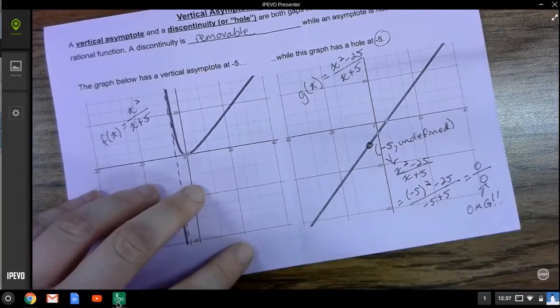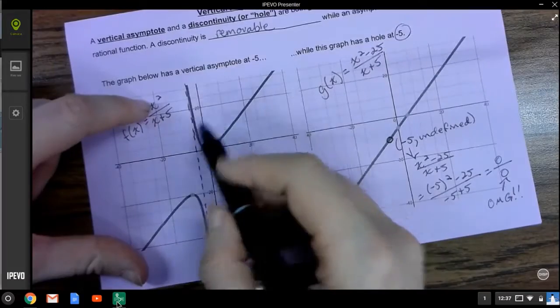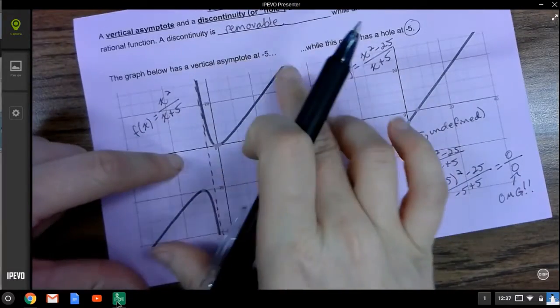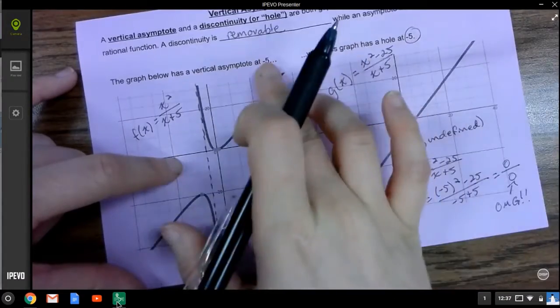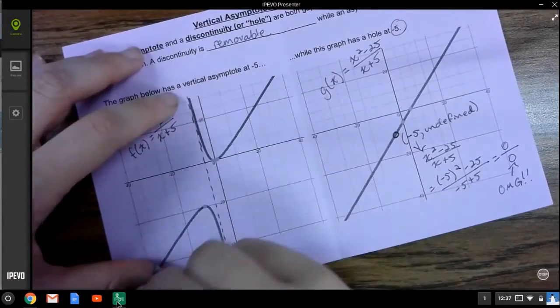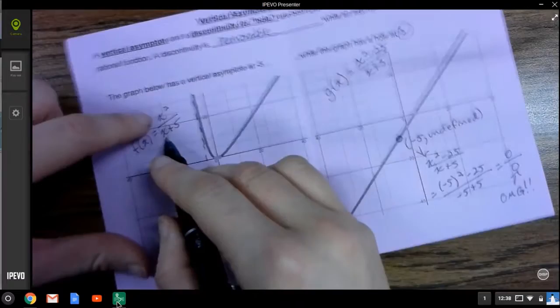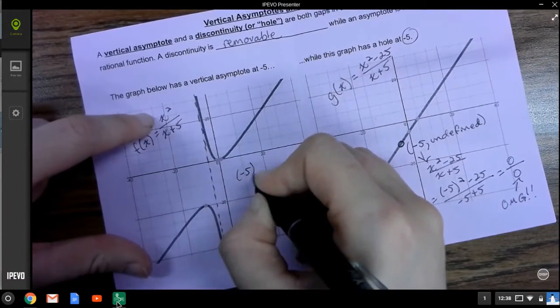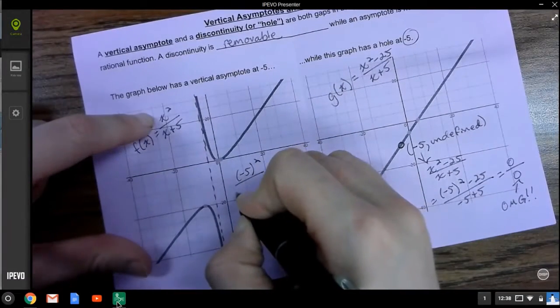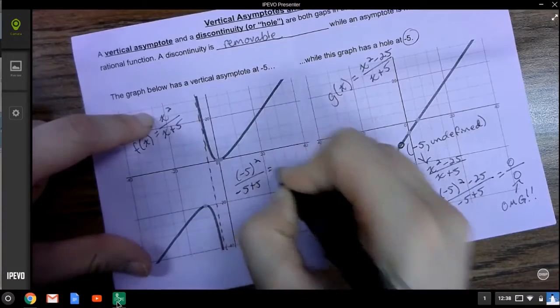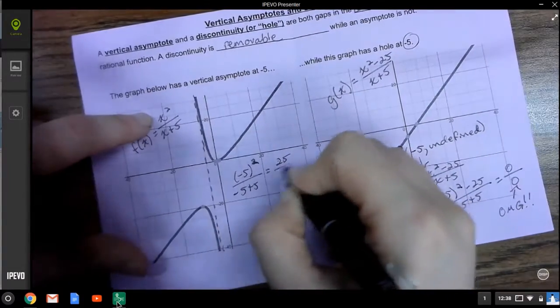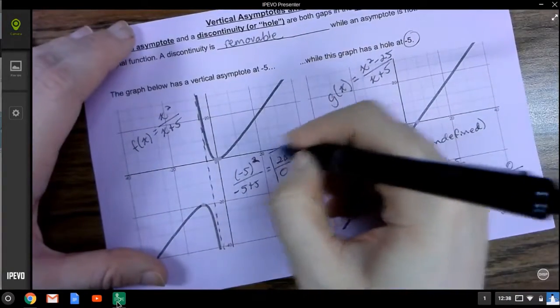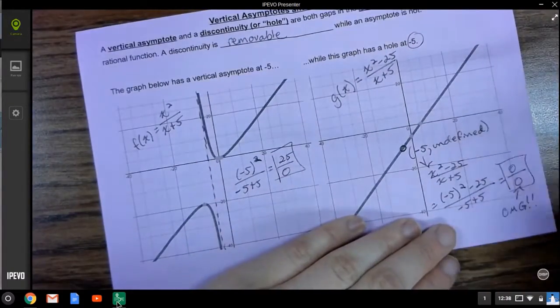But notice here I also have a 0 on top. If I do the same thing here on the left where I've got an asymptote at -5, so same number, but let's see what the result is. So I'm going to plug -5 into this one now. So -5 squared over -5 plus 5. -5 squared is 25. -5 plus 5 is 0. So this is the difference that we're going to be looking for.